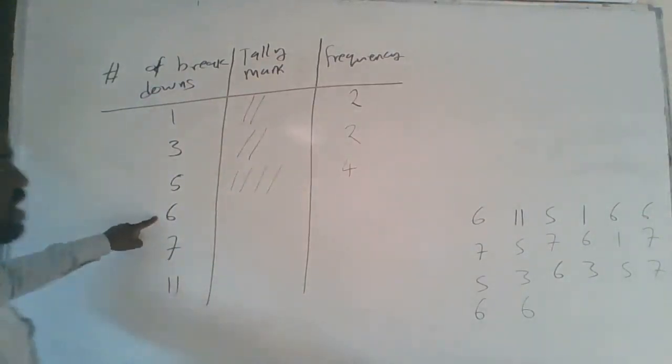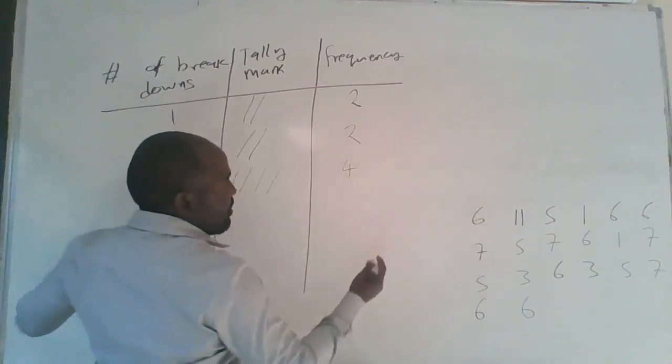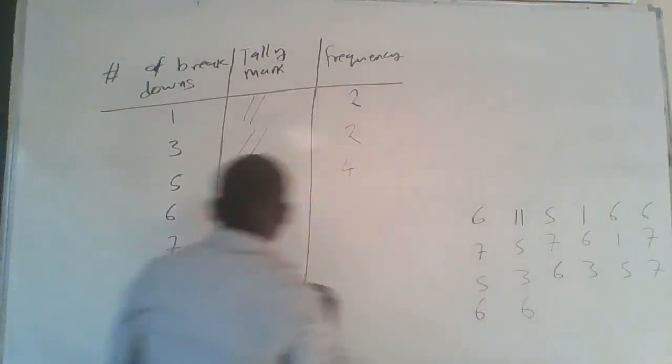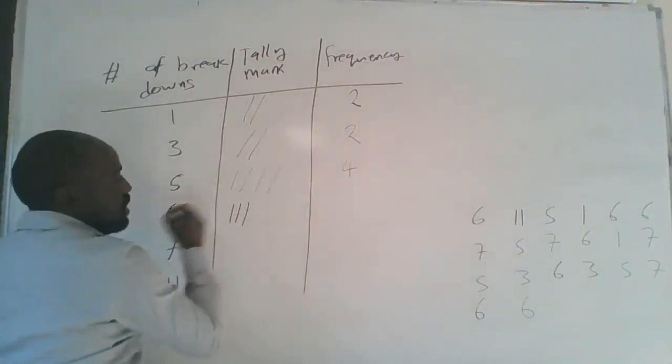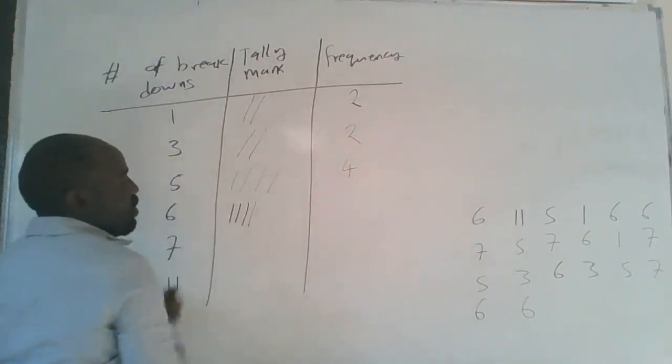I go to 6. I start with the first row. There are three 6s. The digit 6 is appearing 3 times. So I'll put 1, 2, 3. I go to the second row. I see there is only one 6, so I put 1 there.